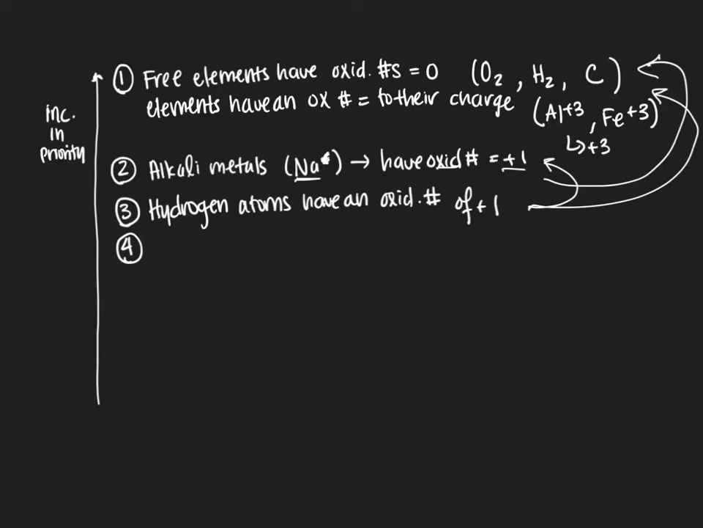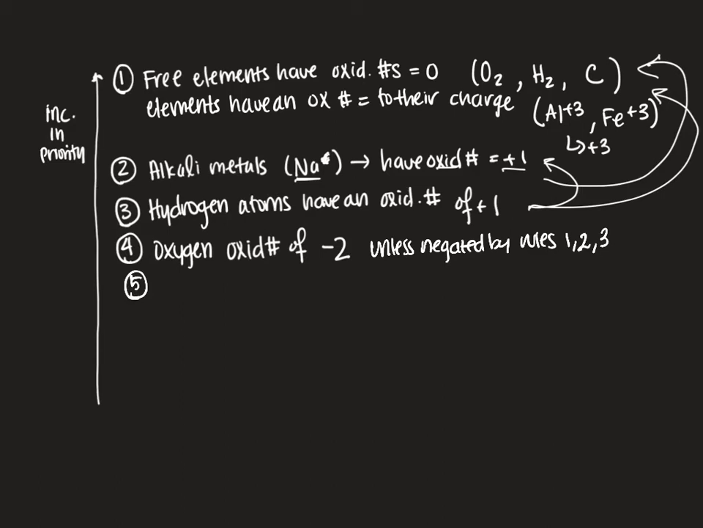The fourth rule talks about oxygen. Oxygen atoms are going to have an oxidation number of -2, unless it's negated by, like I said, whatever rules are above it: 1, 2, or 3.